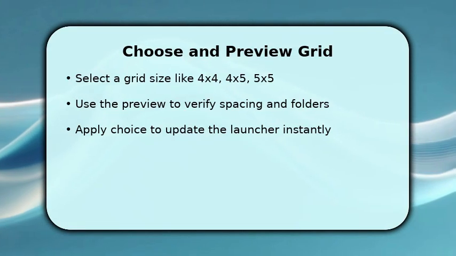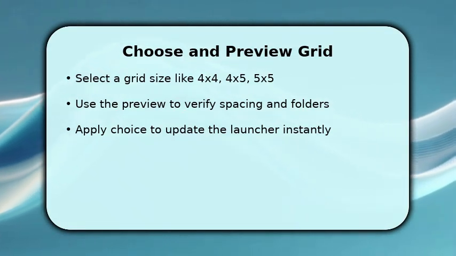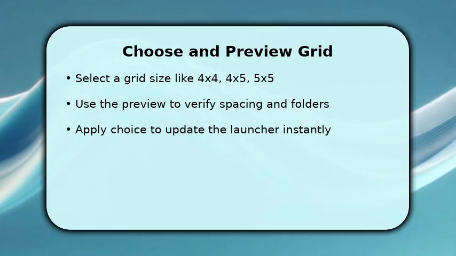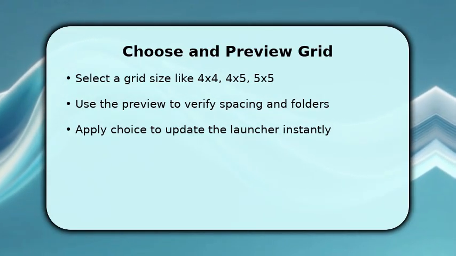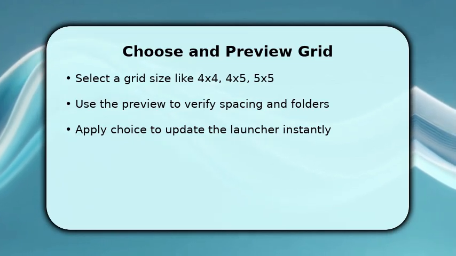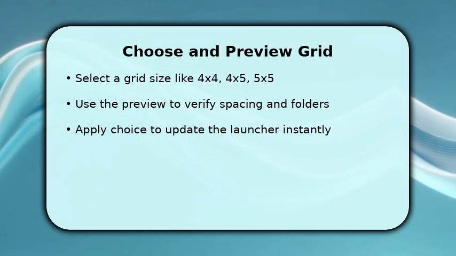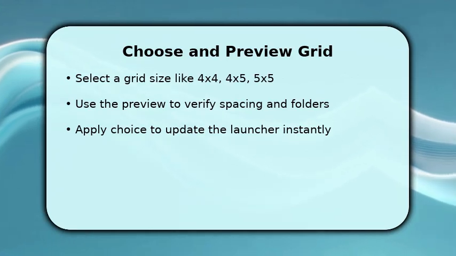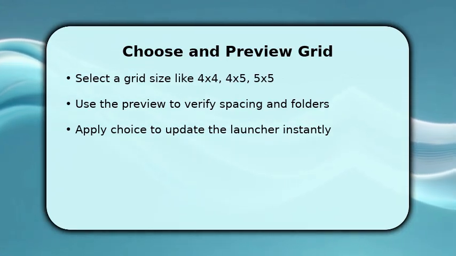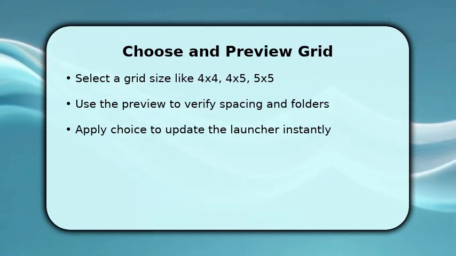Now you pick the exact grid that suits your needs. Tap the option you want. Common choices are 4x4, 4x5, or 5x5, and watch the preview update so you can judge icon density. Make sure to consider how widgets and folders will reflow. Denser grids fit more apps but make icons smaller.